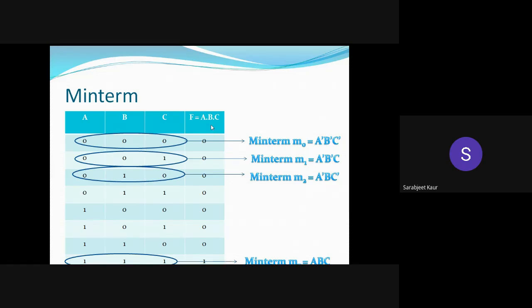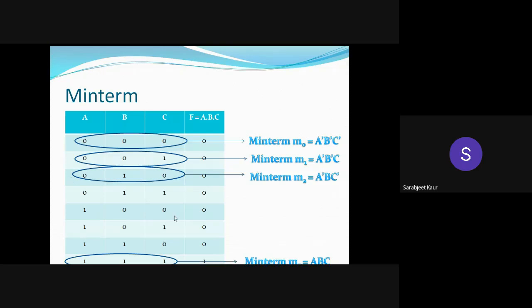No term can be missing. A has to be there. B has to be there. C has to be there. That is the only restriction in an AND term for a three variable Boolean expression. If all three variables are present, in whatever form, whether in their primed form or in their unprimed form, I call it my minterm.